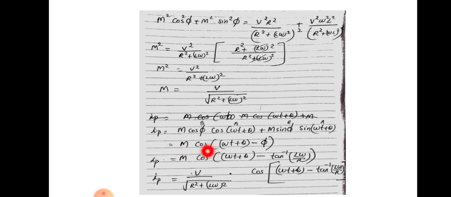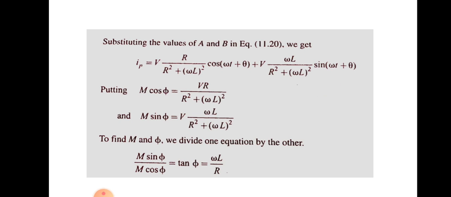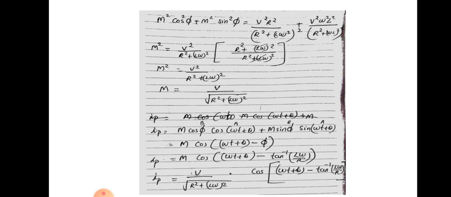So if it is A and it is B, then we can write cos(omega t plus theta minus phi). That will be IP equal to M into cos(omega t plus theta minus phi). Instead of phi we can write, we know that phi is tan inverse of L omega by R. So we can write IP equal to V divided by square root of (R square plus L omega whole square) into cos(omega t plus theta minus tan inverse L omega by R). So we got the value of IP.